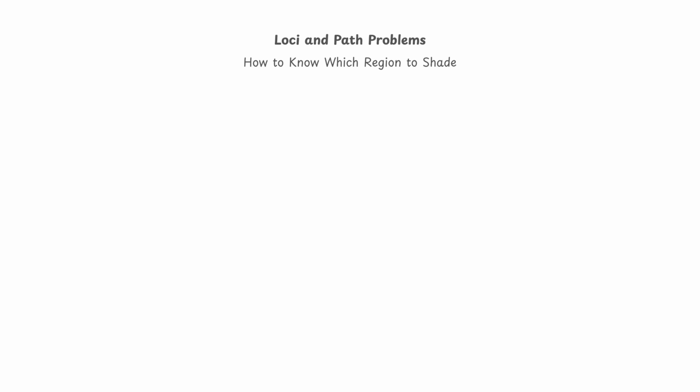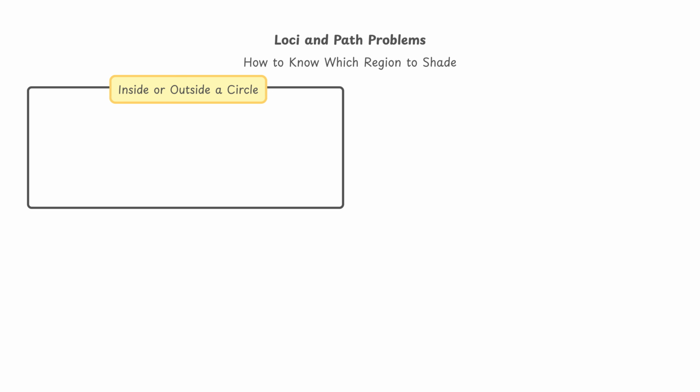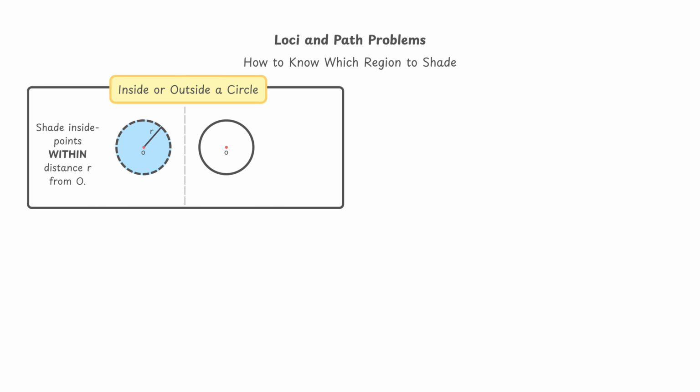Let's learn how to know which region to shade, inside or outside a circle. First, let's look at distances from a point. If you are asked to show the region within a certain distance from a point, you draw a circle using that distance as the radius. Then you shade inside the circle. This represents all points that are closer than that distance. But if the question says more than that distance, then you shade outside the circle. Think of the circle like a boundary. Inside means close, outside means far.